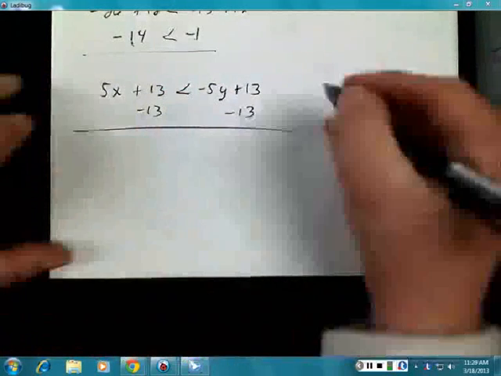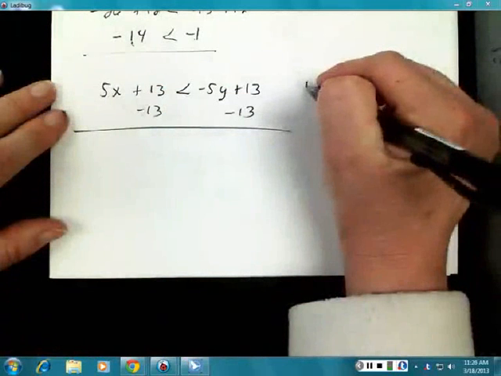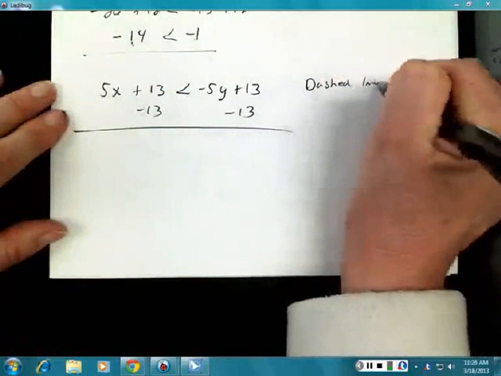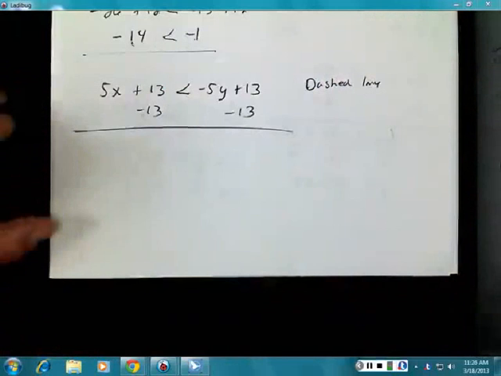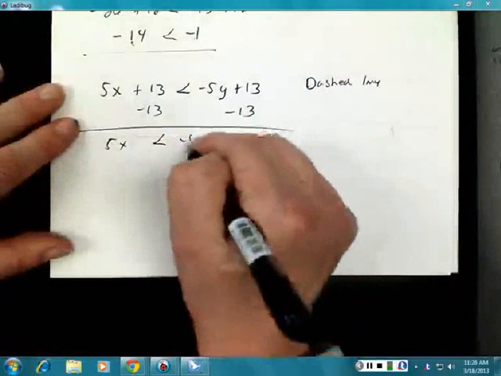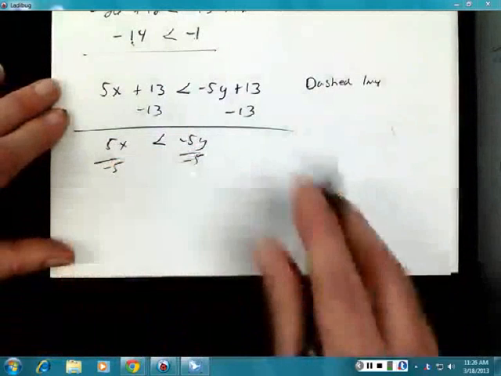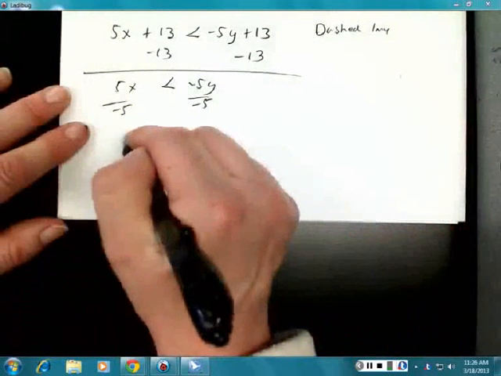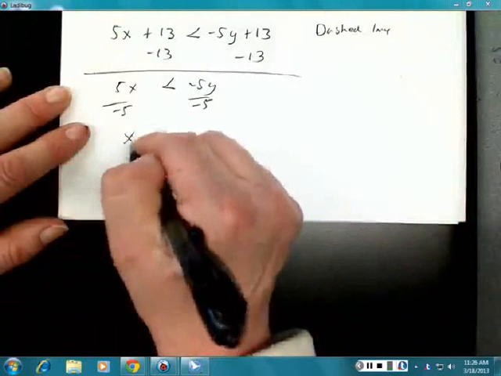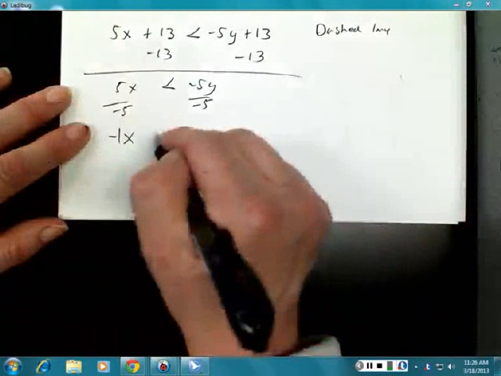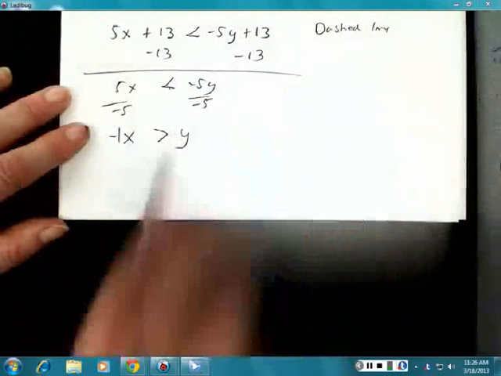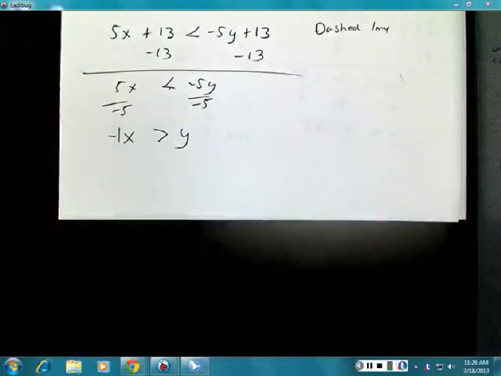So, I get a minus 13. What kind of lines are going to be? Yep, it's going to be dash line. So I get 5x is less than a negative 5y. Divide by negative 5. And I get a negative 1 in front of x. Flip my sign.